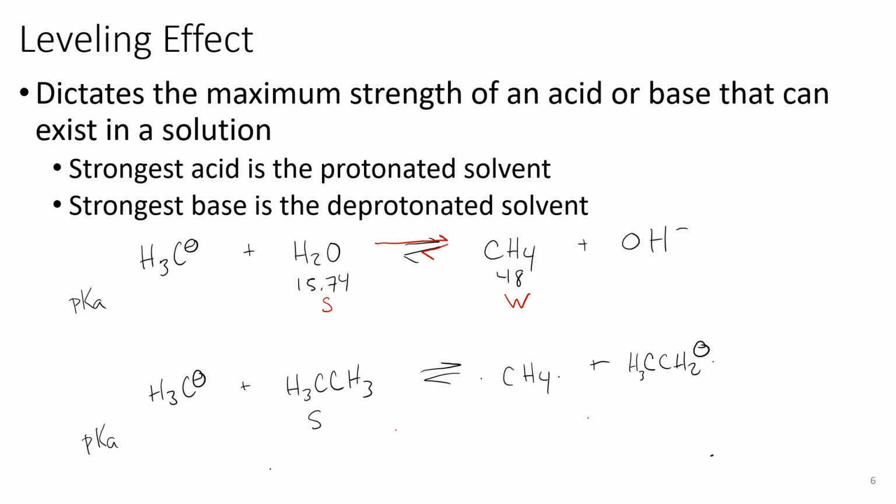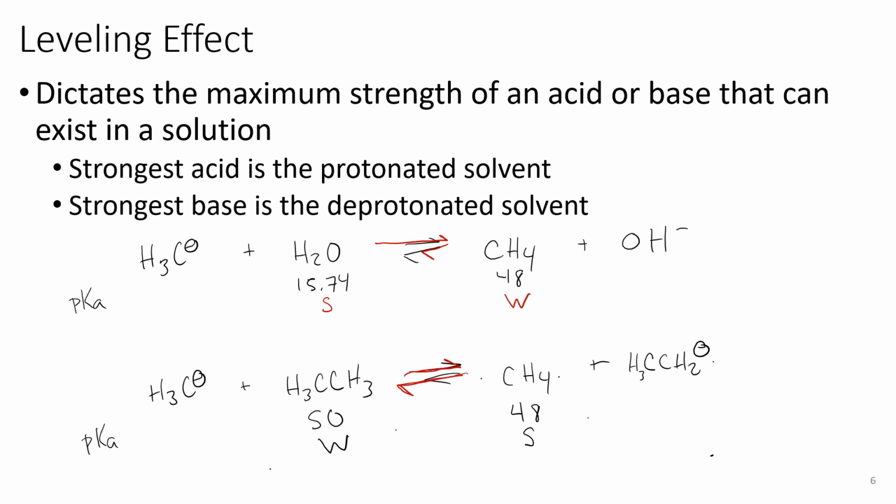So again, out of our two acids, we're going to compare them. Ethane's pKa is 50. Methane's pKa is still 48. So now through this comparison, methane becomes the strong acid and ethane becomes my weaker acid. So in this scenario, we can now favor the reactant side over the product side.